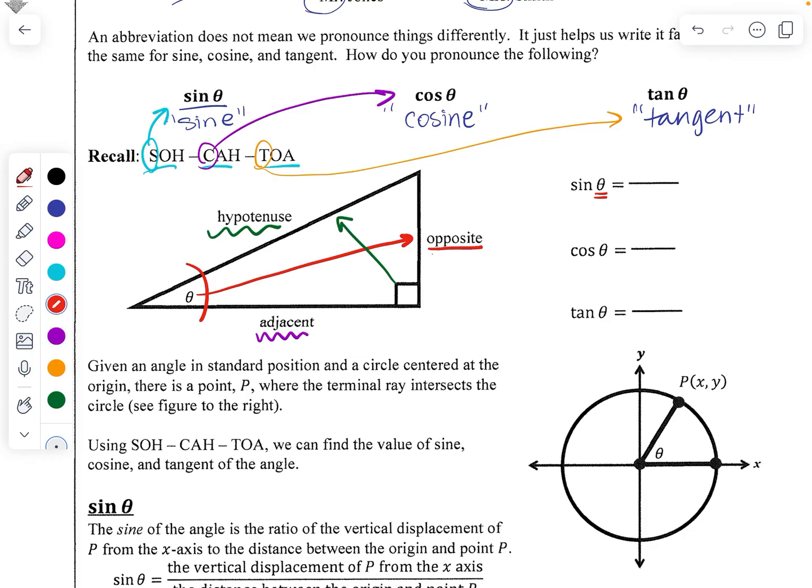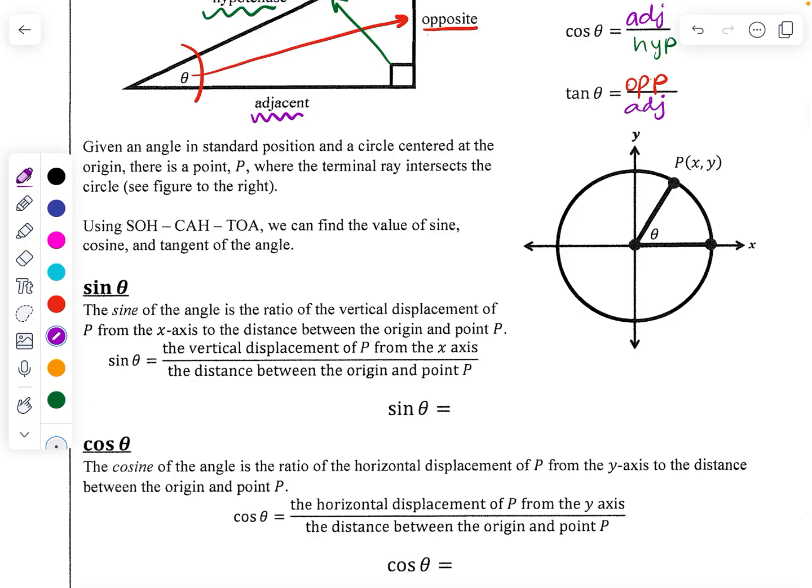So with that said, we know sine is opposite over hypotenuse. Cosine is going to be the adjacent over the hypotenuse, and tangent is the opposite over adjacent. Okay, just like when you learned SOHCAHTOA. So let's talk about what that looks like using SOHCAHTOA in the unit circle or on a circle.